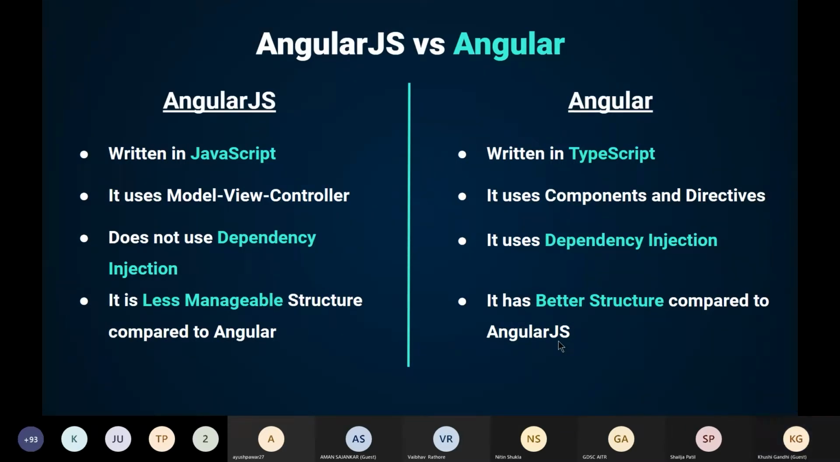Then AngularJS does not use dependency injection. Now you will ask, what is dependency injection? It is basically how Angular enables users to write modular services and inject them wherever they are needed. So this provides testability and reusability of the same services. So Angular uses dependency injection while AngularJS does not. Lastly, AngularJS is less manageable while Angular has better structure compared to AngularJS.